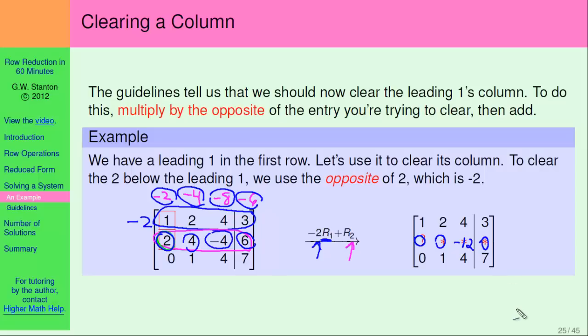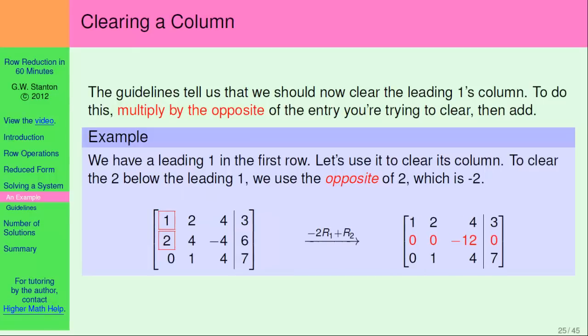Let's see if the slides show us the same result. And they do. Now, what we've done so far is we've accomplished the first goal, which is to get a leading 1 in the first row, and the second goal, which is to clear the column of that leading 1. And then remember, the next goal is to get a leading 1 in the second row. Let's see how to do that.